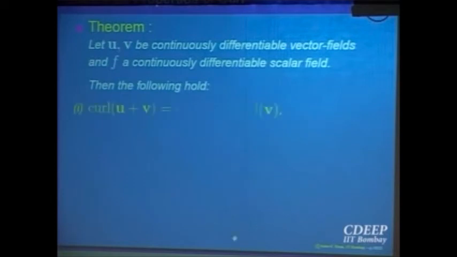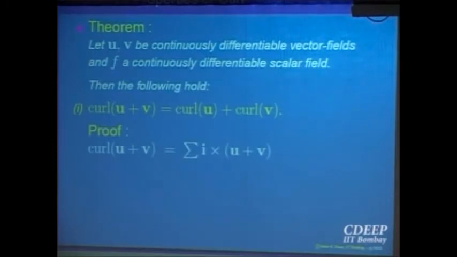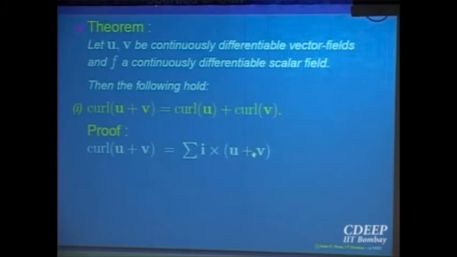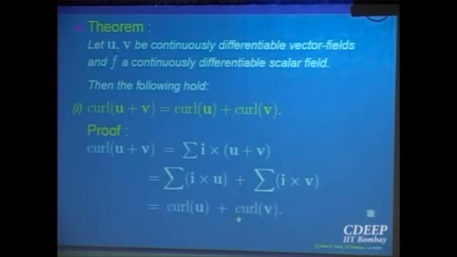Okay, so the first property says curl of u plus v is curl of u plus curl of v. So how do we prove it? Proofs of all these things are going to be done using symbolic representation of curl and so on. So symbolically, curl of u plus v is the cross product of del, that is nabla, cross the vector field u plus v. Now here we use the property that a cross b plus c is the same as a cross b plus a cross c. So it splits into two sums, and this is nothing but the curl of u, and this is nothing but the curl of v. So that property is easy to verify using the symbolic representation of the curl.